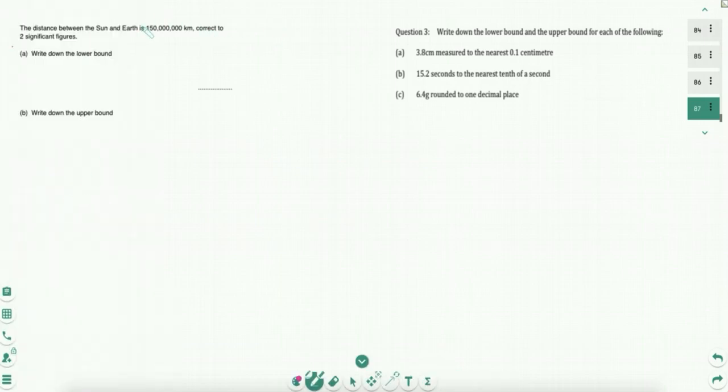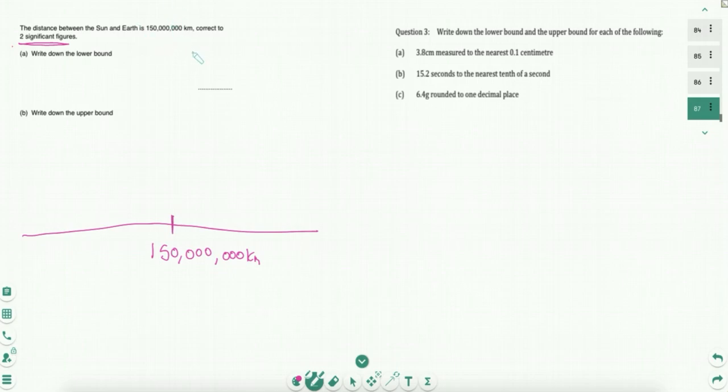The distance between the Sun and Earth is 150 million kilometers, correct to 2 significant figures. Write down the lower bound. All right, let's draw our number line. So we're guessing the distance between the Sun and the Earth is 150 million kilometers. We don't know the exact distance, but we're guessing it's about 150 million kilometers, and we're guessing to the nearest 2 significant figures.